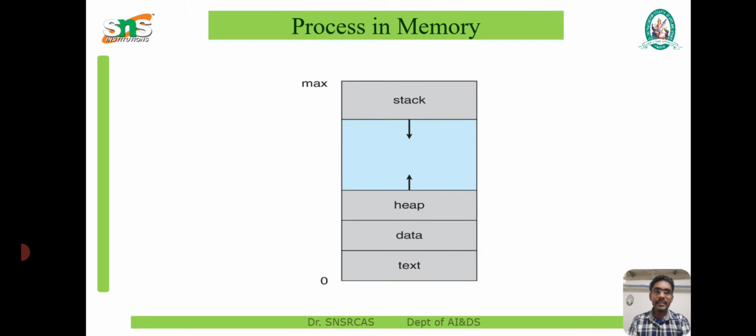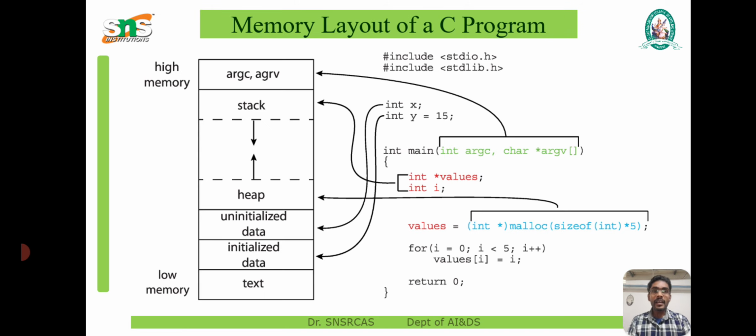Here is the layout of how a process is stored in the memory. There is a stack section, and there is a heap section, there is a data section, and there is a text section. Here is an example of how a program, when stored into main memory, is segmented as a process.